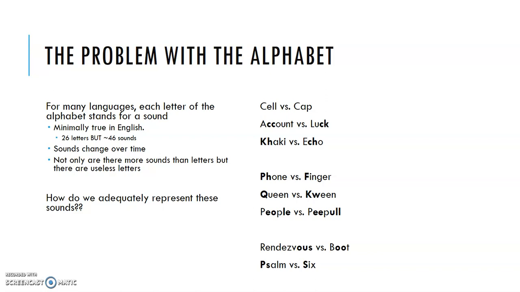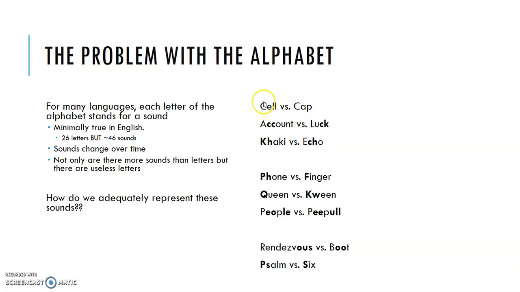But it's essentially just a classification of sounds so that we can better determine how the speech sounds are actually produced versus how we spell a word, because the representation of the way that we spell a word does not reflect the way that we produce it. And that really is reflected in words like cell versus cap.